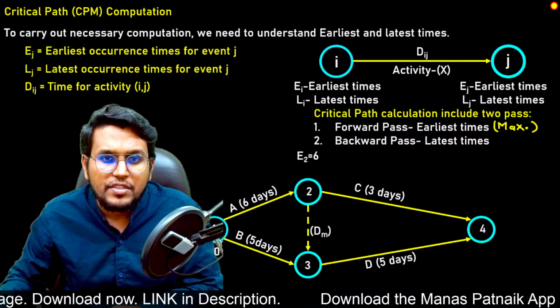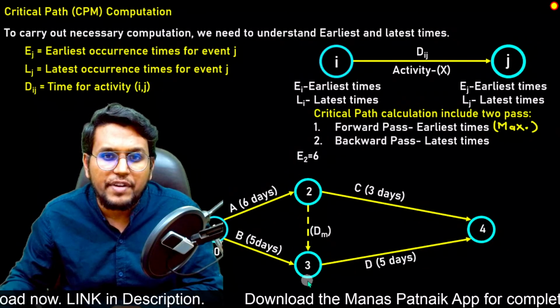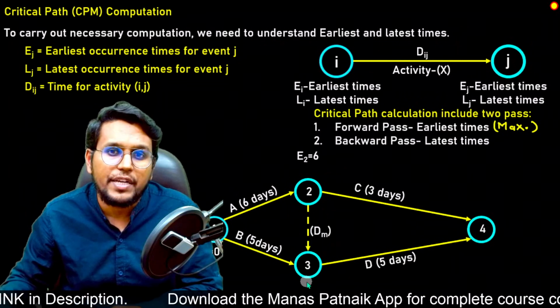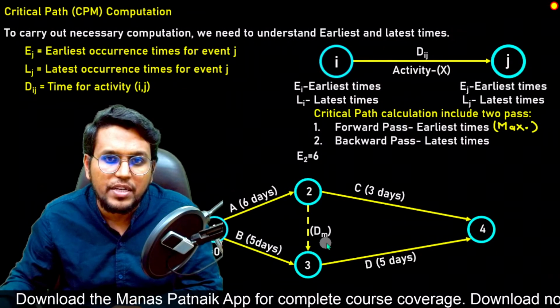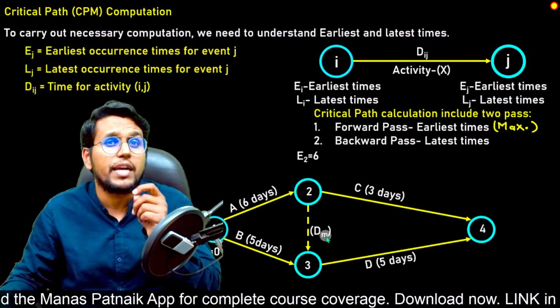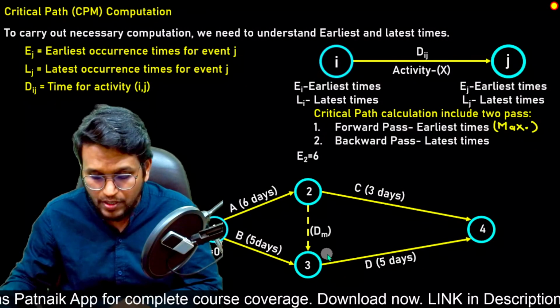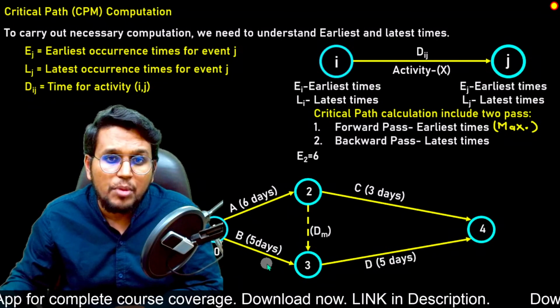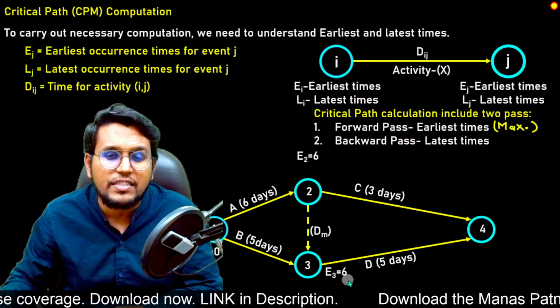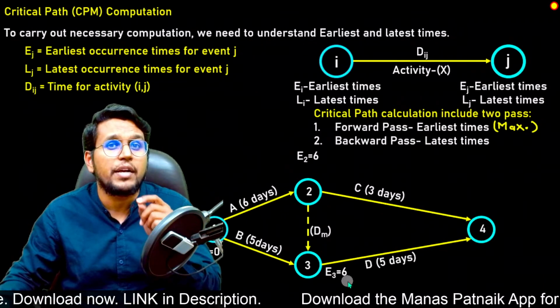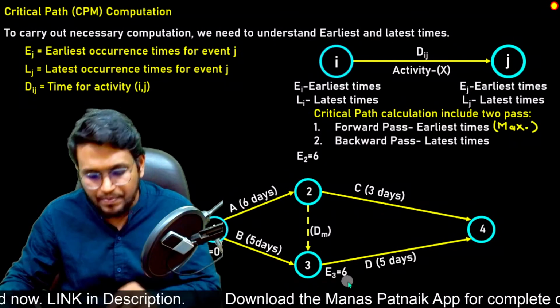So this is 0, and 0 plus 5 is 5. So there is one possibility of 5, and the other one is E2, which is already 6. So 6 plus the dummy activity, we know that a dummy activity has 0 time, so 6 plus 0 is 6. Among 5 and 6, 6 is greater. So the value of E3 is 6. That means the earliest time at node 3 is 6.